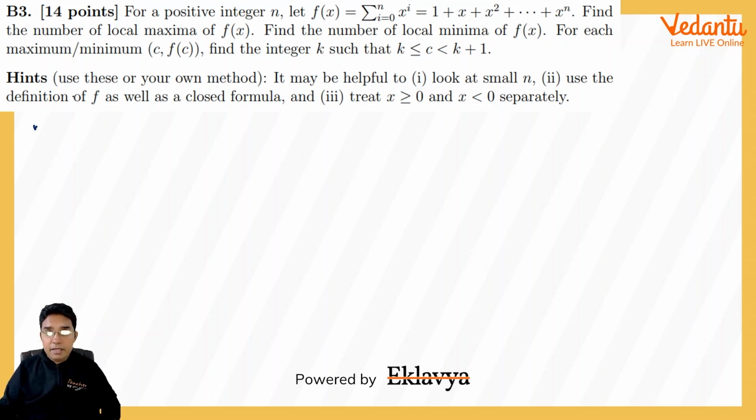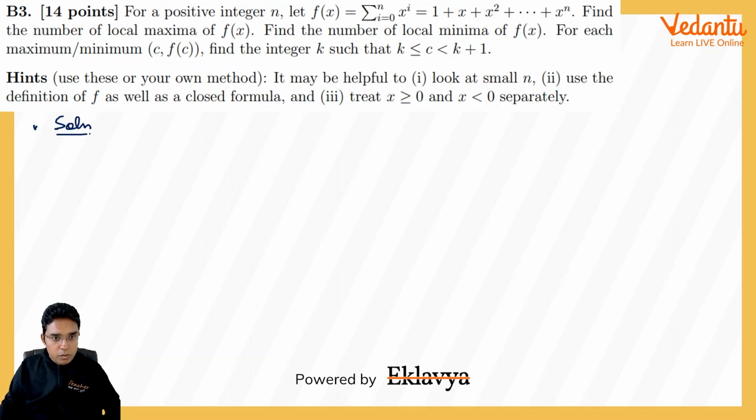They have given hints, and as I was saying in the beginning, the paper was difficult and they have given you hints also, so that you can understand the hint and probably your chances of solving this question will become better. So it may be helpful to look at small n, maybe you can start with n equal to 1, 2 and so on. Use the definition of f as well as a closed formula, and treat x greater than 0 and x less than 0 separately.